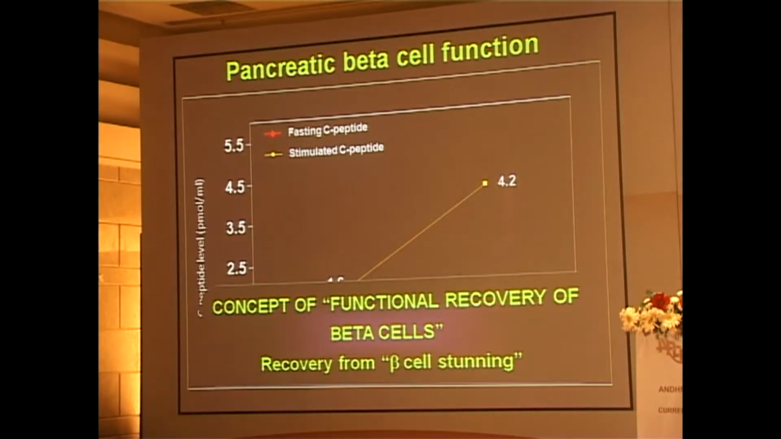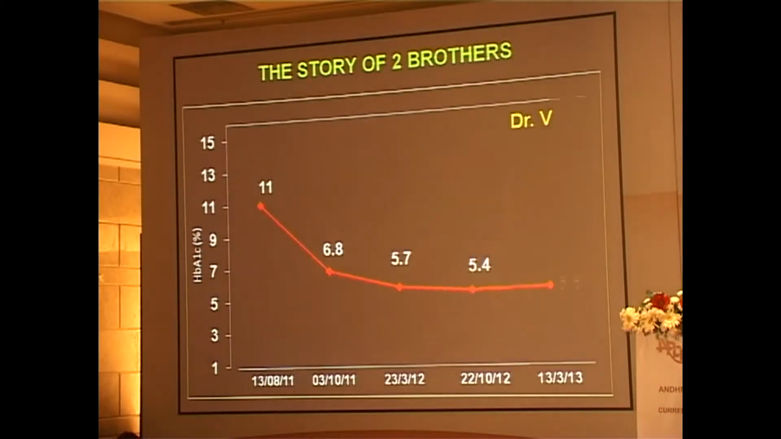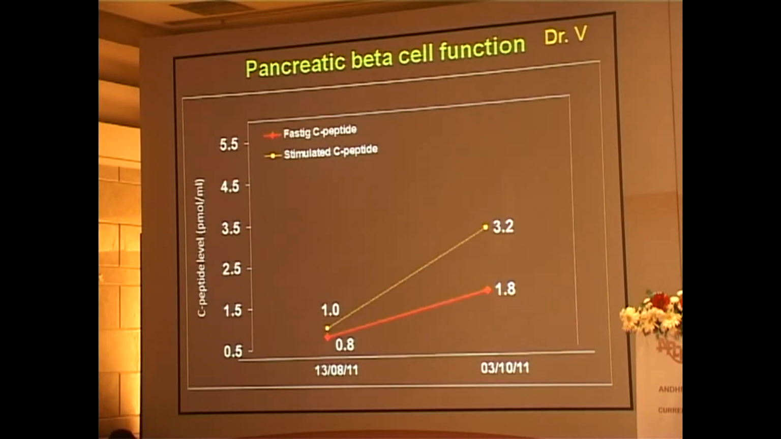So I'm now introducing this concept of functional recovery of beta cells, or recovery from the beta cell stunning which has happened. Here is another story of 2 brothers, a doctor who came to us and his brother. The doctor came to one of our clinics where we gave them this insulin to start with, and you can see from an HbA1c of 11, it has come to 5.4 and 5.5. These are not A1C values which we are used to seeing in practice, because we normally just give them 1 drug, 2 drugs, we get 7% and we think we're very happy. But you can bring it down to 5.5%, okay? Look at the recovery of beta cells in this particular individual.